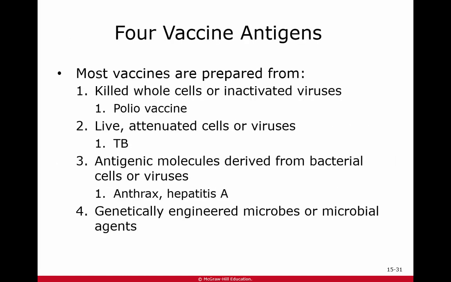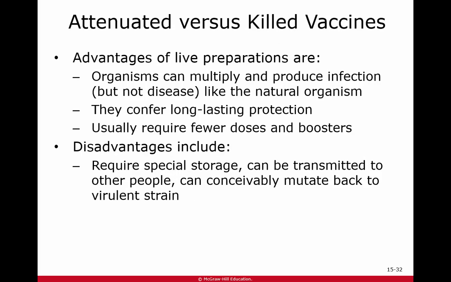So for vaccine antigens that we see, vaccines that are administered today fall into one of these four categories. So we see the killed whole cells or inactivated viruses. This is what polio is. We see live attenuated cells or viruses. This is what the TB is. They're actually giving you live cells. Antigenic molecules derived from bacterial cells or viruses. So anthrax is this, the one that treats hepatitis A is this. We're also seeing, though, genetically engineered microbes or microbial agents being administered in vaccine form.